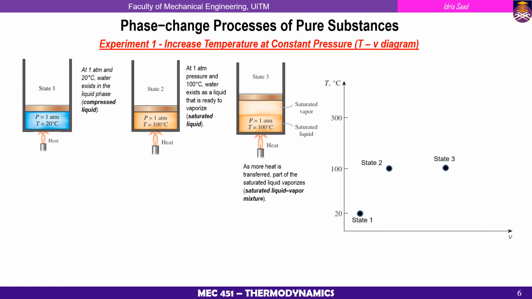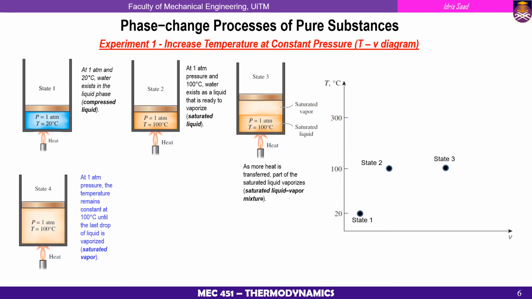Okay, as we continuously observe this experiment, we will find that at one position, all of the water will change its phase to a vapor. This is recorded as state number 4. At this state, again, the pressure and temperature remain unchanged as in state number 2 and state number 3, but the volume is way higher than state number 3. We can now plot state number 4 in the TV diagram.